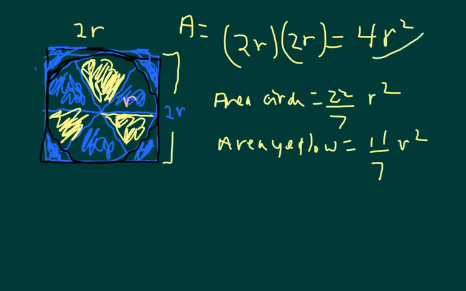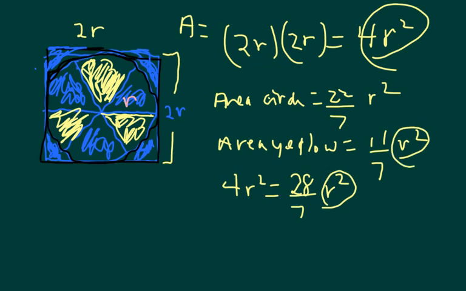Now, since we want to compare that to 4r squared, it's going to be really nice to write 4r squared as sevenths. So think about how many sevenths are in 4. And I hope you're thinking 28. So the area of the whole square is 28/7. You can just forget these r squareds for a second, because r squared here is the same as r squared in this one. So it's really like comparing 11/7 to 28/7.